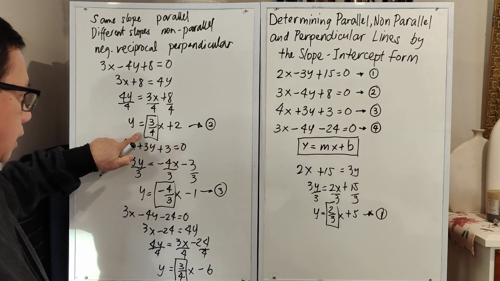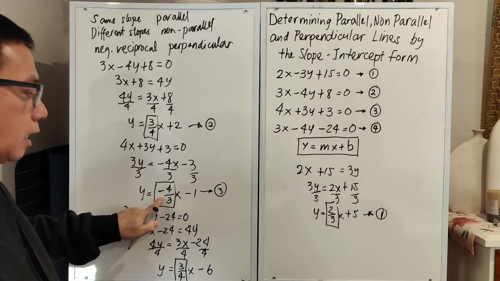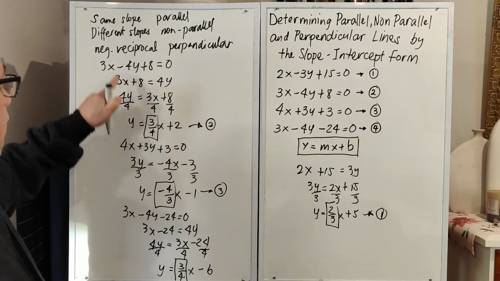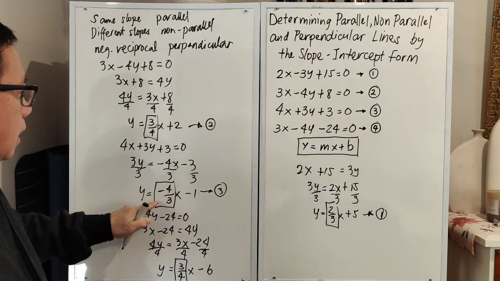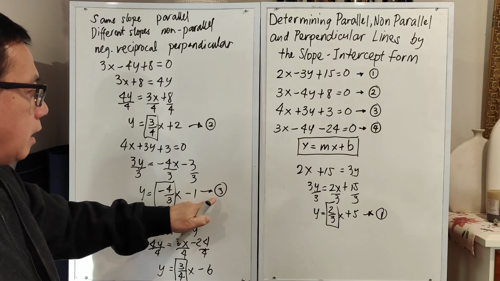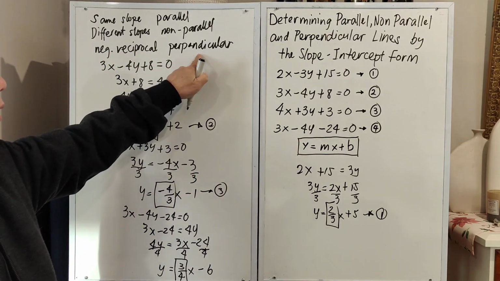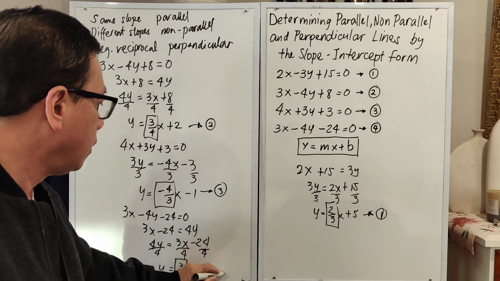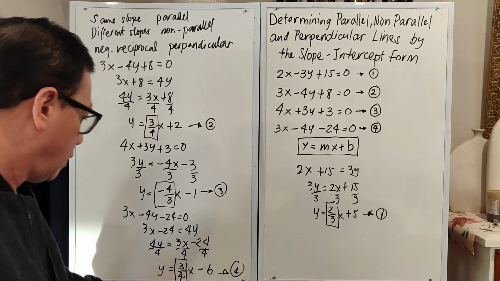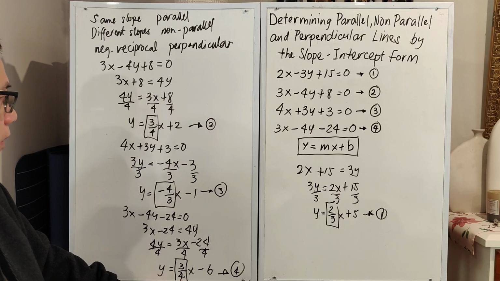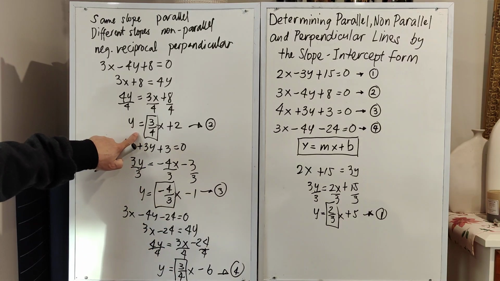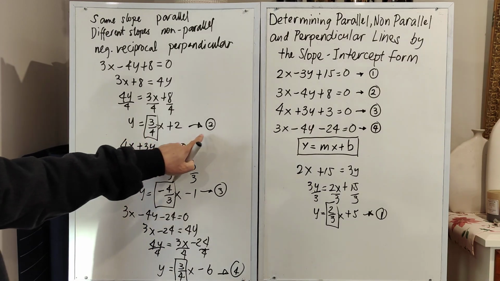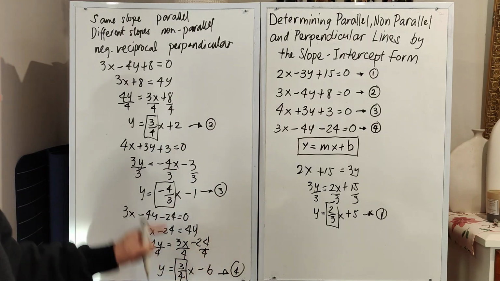Now, this is 3 over 4, and this is negative 4 over 3. So they are a negative reciprocal. So line 2 and line 3 are perpendicular. And then if you will notice the equation 4, the slope is 3 over 4. Equation 2 is also 3 over 4. So equation 2 and equation 4 are parallel.